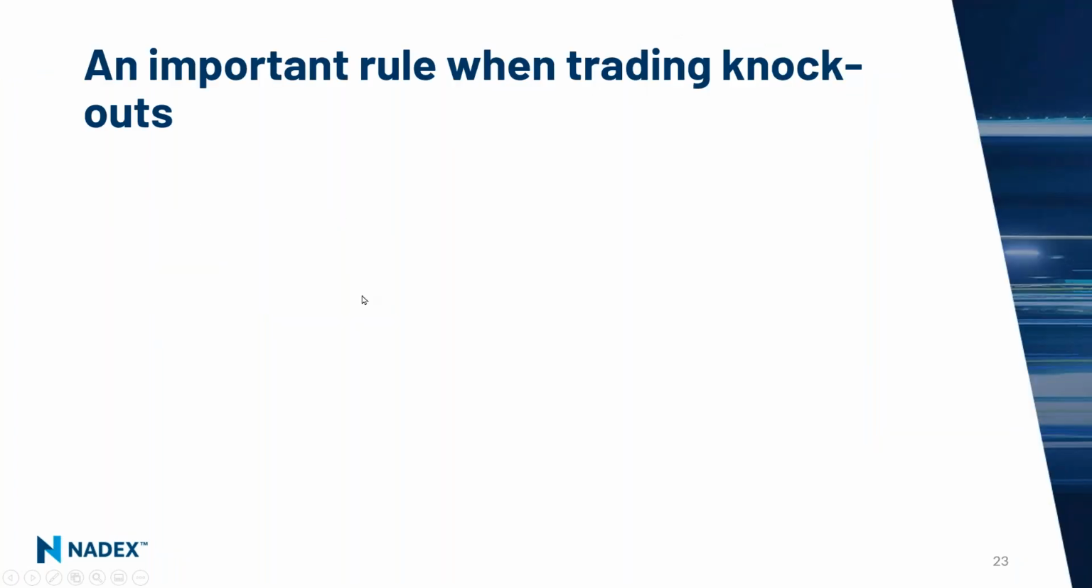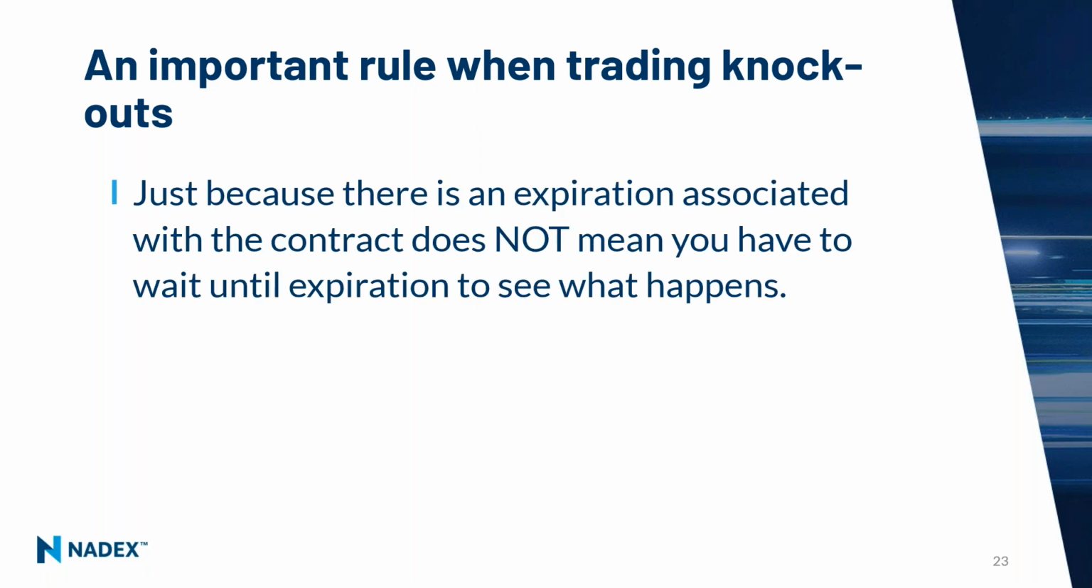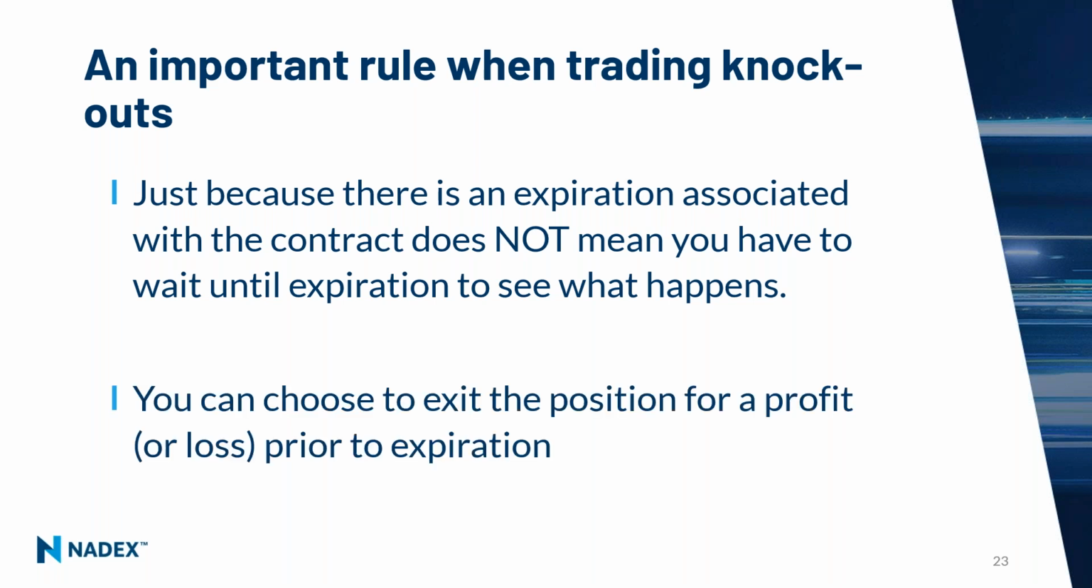Now, something I held back. If I didn't have your attention before, listen right now. An important rule when trading knockouts. Just because there's an expiration associated with the knockout does not mean you have to wait until then to see what happens. You can choose to exit your position early. Now, why would you exit a position early? You would do it for 2 reasons. You would do it to either lock in a partial profit or to minimize your losses.